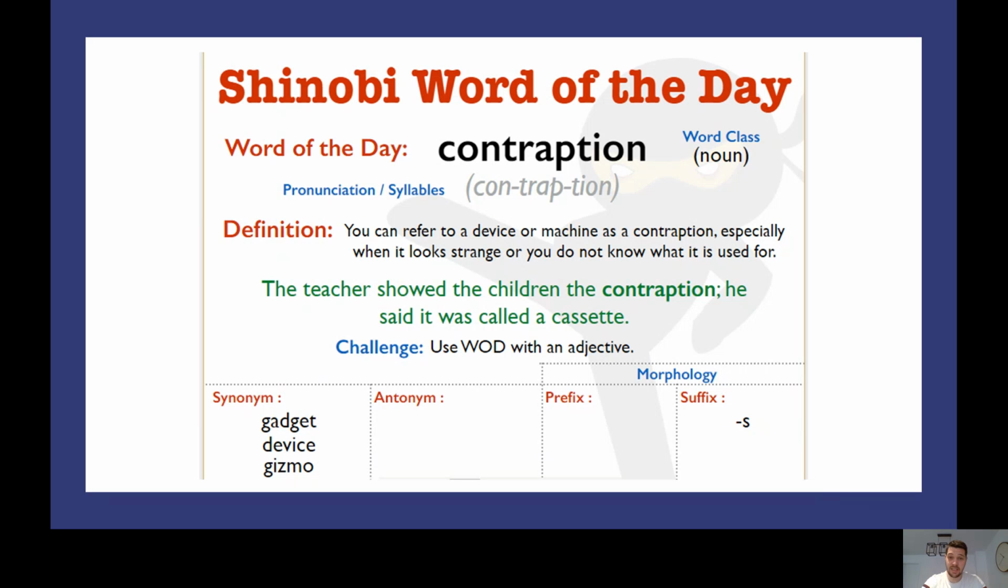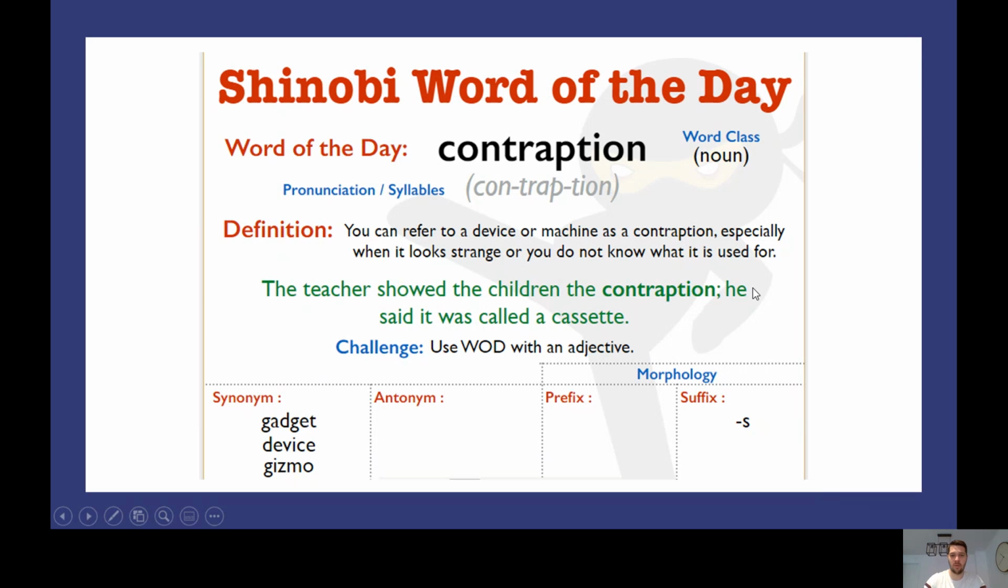Maybe you want to look one of those up, a cassette or a cassette player. Synonym for contraption would be gadget or device or gizmo. I feel like gizmo works quite well because it's sort of something that you don't really have a specific name for, but you know it's a device or machine that has normally something to do with technology nowadays.